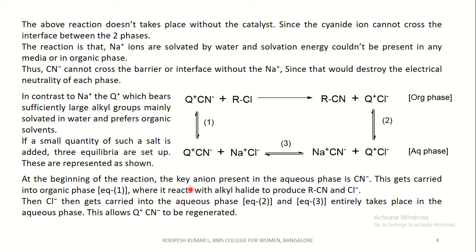At the beginning of the reaction, the key anion present in the aqueous phase is the cyanide ion. This gets carried into the organic phase. That is, this cyanide ion from the aqueous phase is carried into the organic phase where it reacts with the alkyl halide to produce RCN and chloride ion. Then this chloride gets carried into the aqueous phase, and equations 2 and 3 take place entirely in the aqueous phase. This allows quaternary cyanide to be regenerated.